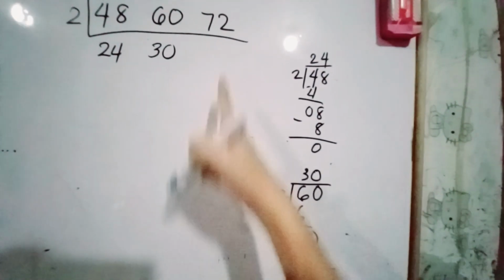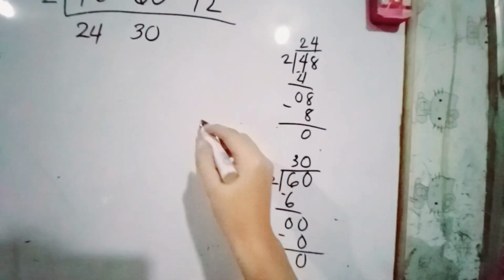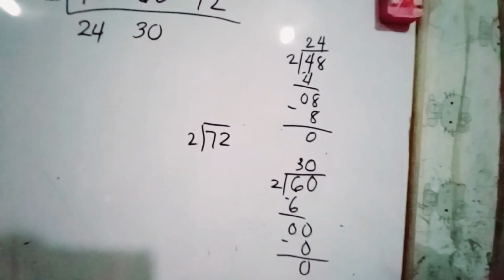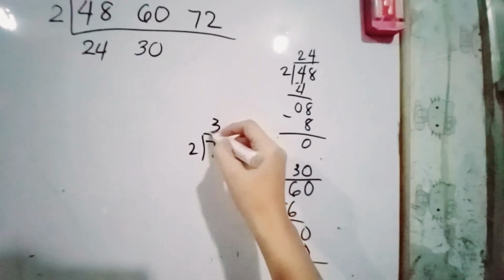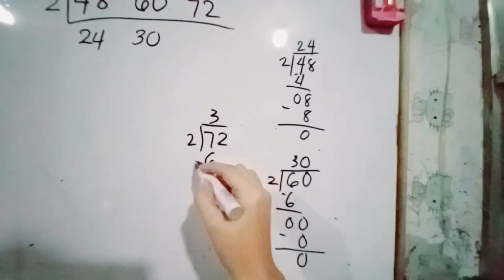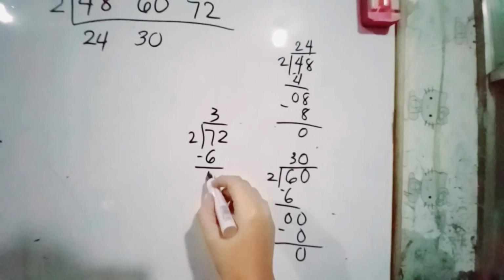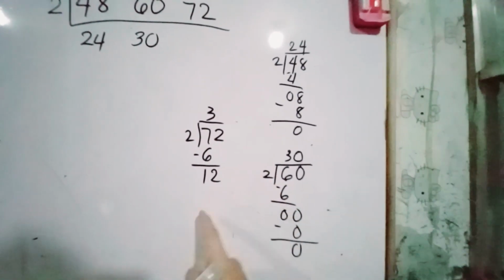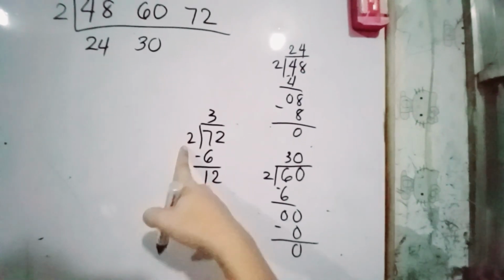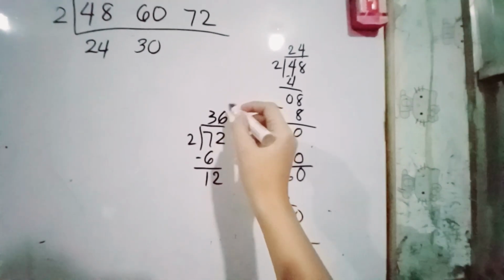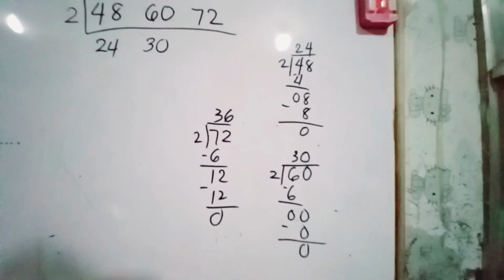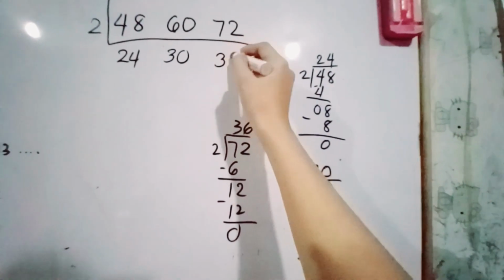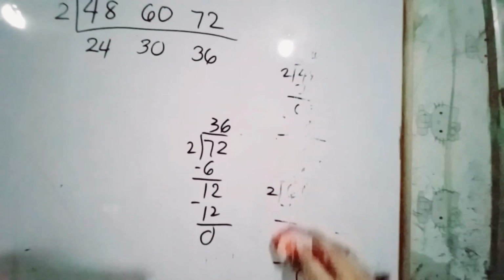Okay? Another. 72 divided by 2. 7 divided by 2 is 3. 3 times 2 is 6. 7 minus 6 is 1. Bring down 2. 12 divided by 2 is 6. 6 times 2 is 12. 12 minus 12 is 0. So the answer is 36. Okay?